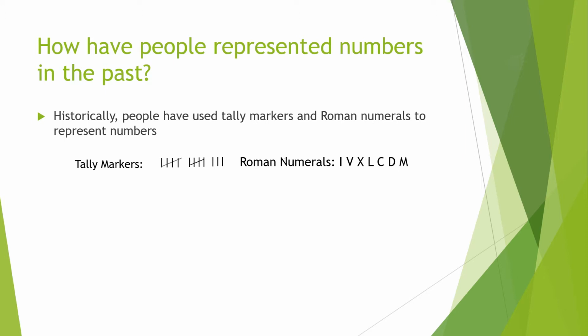The Roman numeral system uses symbols to represent specific values like I, V, X, L, C, D, M. I represents 1, V is 5, X is 10, L is 50, C is 100, D is 500, and M is 1000. In fact, Roman numerals are still used in some places, in some instances.